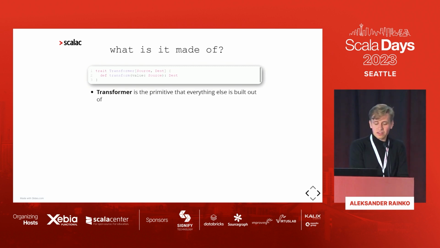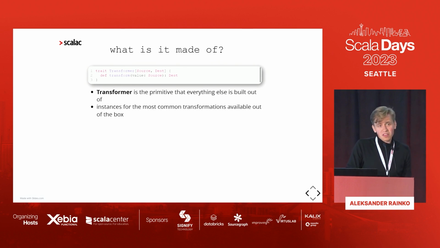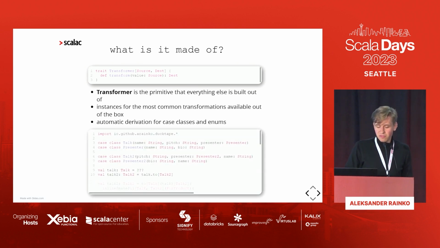So yeah, as I said, Transformer is the primitive that everything else is basically built out of in this library. There are instances for the most common transformations available out of the box, for example, transformations between collection types. Imagine you have a list of ints that you want to transform into a vector of ints. You can just do that for free. And there's also automatic derivation for case classes and enums, which is really the meat and potatoes of the whole Chimney library.